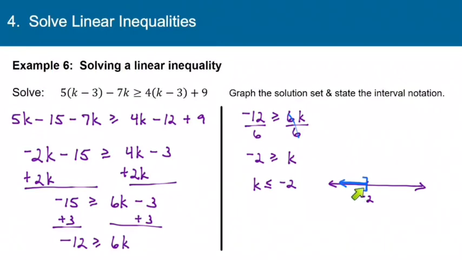And then the interval notation goes from left to right. So negative infinity to negative 2 bracket.